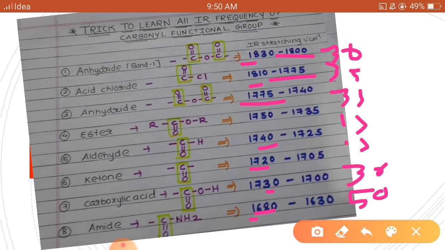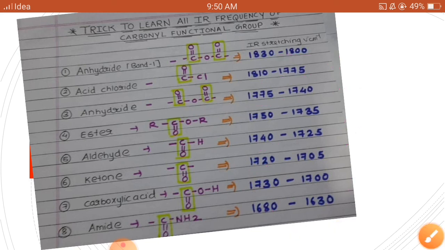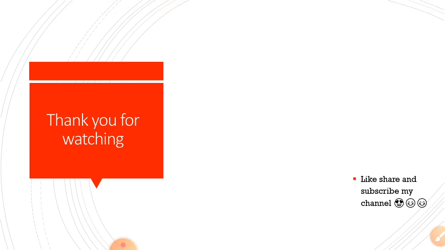I hope this trick is quite useful to you and helps you learn the IR stretching frequencies of the carbonyl functional group.